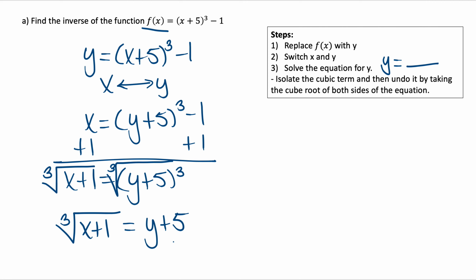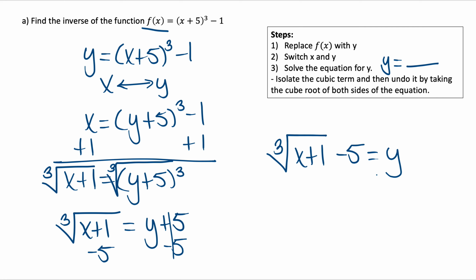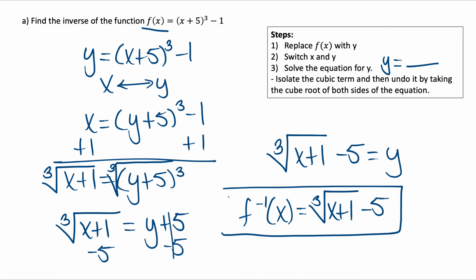Okay, so now I need to get y by itself. Well, y is not by itself because there's a plus 5, so I'm going to undo that by subtracting 5 from both sides. Be very careful when you subtract 5: that 5 is going to stay on the outside of the cube root. It cannot combine with that plus 1. I saw a lot of that going on, but that cannot happen because one is inside the cube root and one is outside. So we just have to leave it like this. This is going to say that f inverse of x equals the cube root of x plus 1, minus 5. Okay, and that is how you find the inverse.